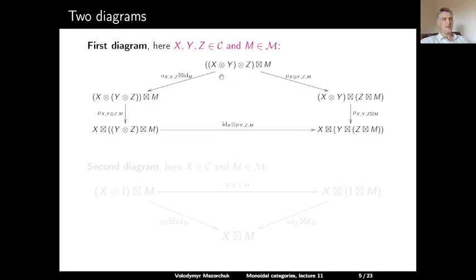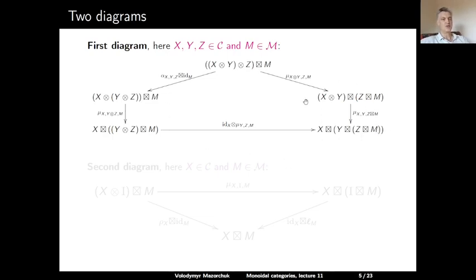The other way, starting from x tensor y tensor z acting on m, we can move the inner brackets to the right, and we get x tensor y tensor z acting on m. Now the outer brackets can be moved to the right using mu. We get x acting on the outcome of y tensor z acting on m. And then in the inner brackets, we use mu to move the inner bracket to the right to get x acting on the outcome of y acting on the outcome of z acting on m.